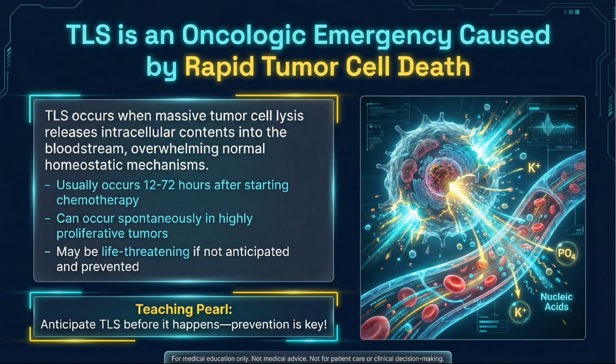It's critical to understand that TLS typically begins within 12 to 72 hours after starting cytotoxic therapy, though it can also occur spontaneously in very aggressive, highly proliferative tumors. If it is not anticipated and managed proactively, TLS can be life-threatening. The key teaching point here, which we will return to, is this: anticipate TLS before it happens. Prevention is always the best strategy.